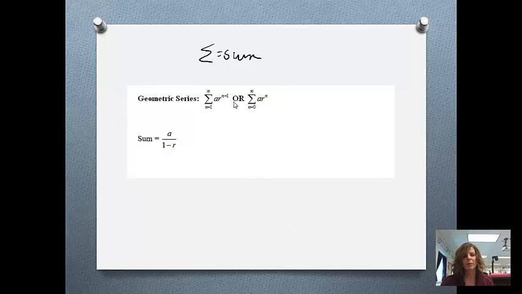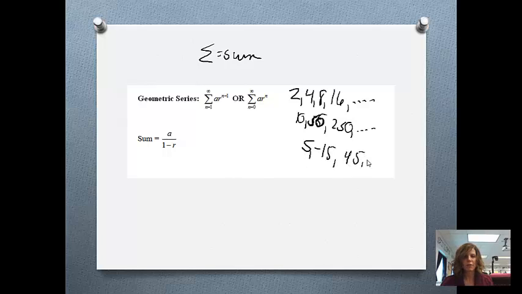These actually are formulas that you learned in Algebra 2. You probably did not use the summation notation, I'm not sure, but maybe you did. An example of a geometric series, or a couple of them, would be 2, 4, 8, 16, because notice each time you're multiplying by a constant ratio, which would be 2. Another one would be 10, 50, 250, because each time we're multiplying by 5, so the constant ratio, or the r, would be 5. And then another one would be 5, negative 15, 45, because on this one we're just multiplying by negative 3 every time, so our r would be negative 3.